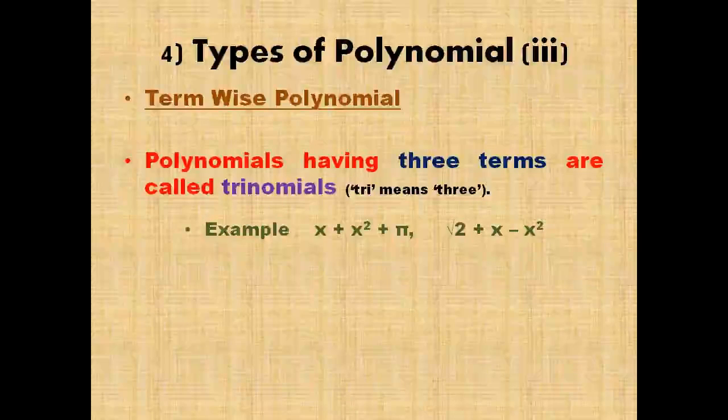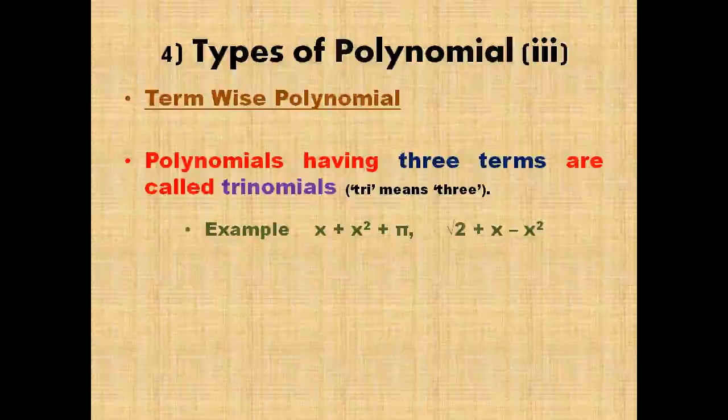Then last, term wise, generally 3 terms. Any polynomial that has 3 terms is called a trinomial. Examples are there, x plus x squared plus pi, 2 plus x minus x squared.